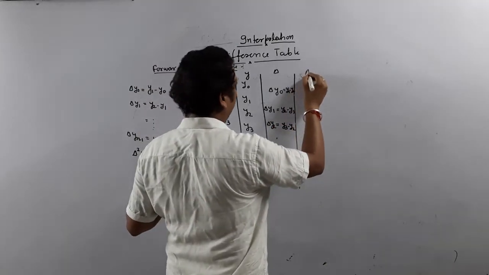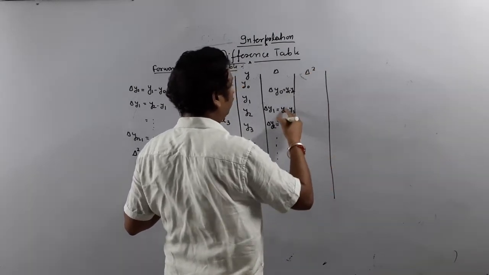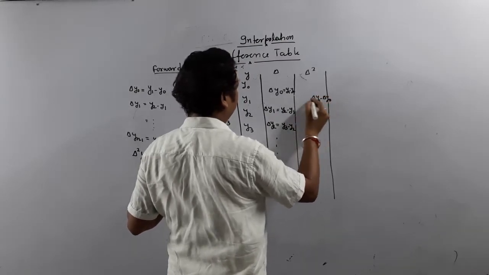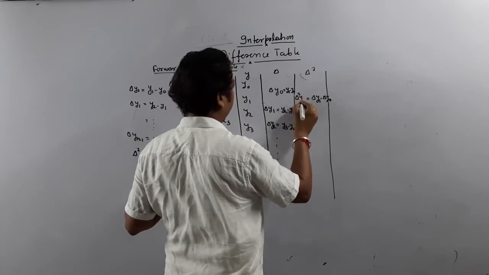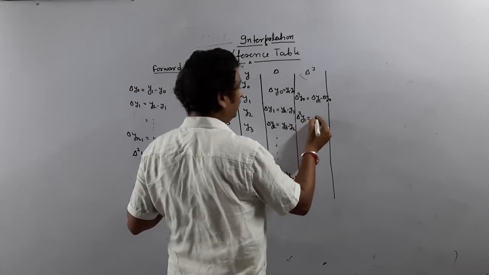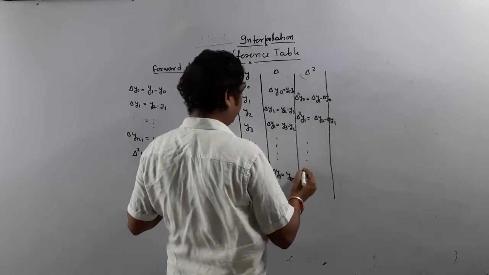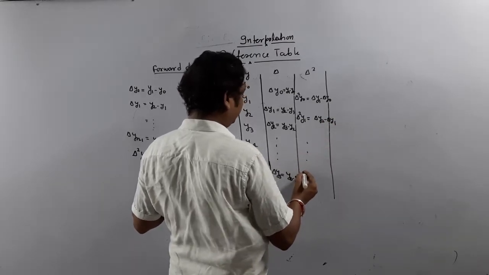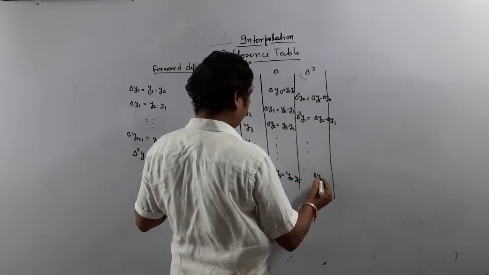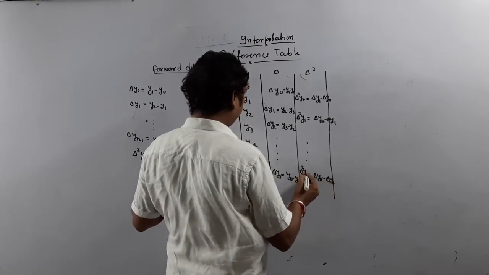Now go for del square, meaning second order. What is second? Difference of these two. Del y1 minus del y0 is del square y0. For this, del square y1 is what? Del y2 minus del y1. In that way, we get del y5 minus del y4, which we denote by del square y4.